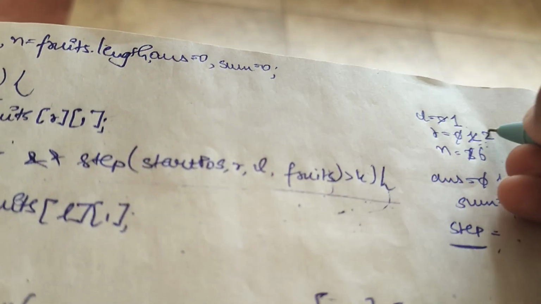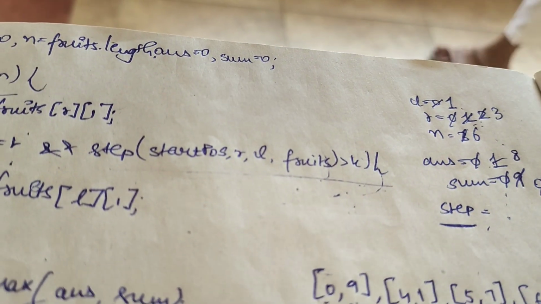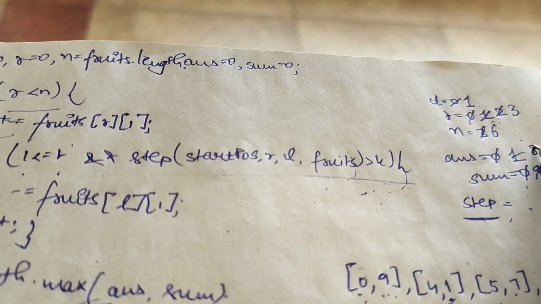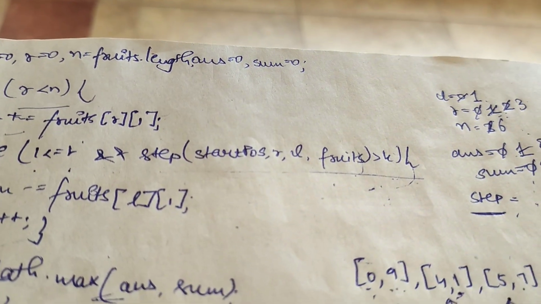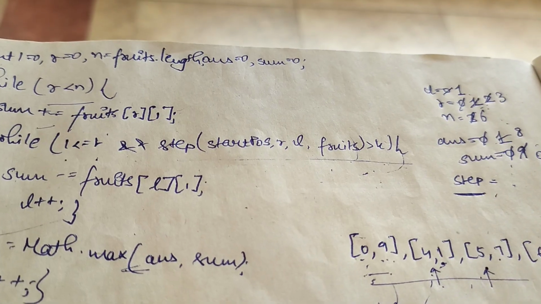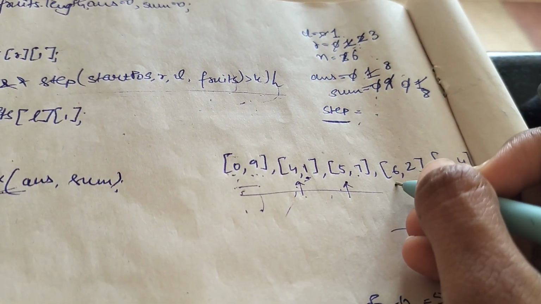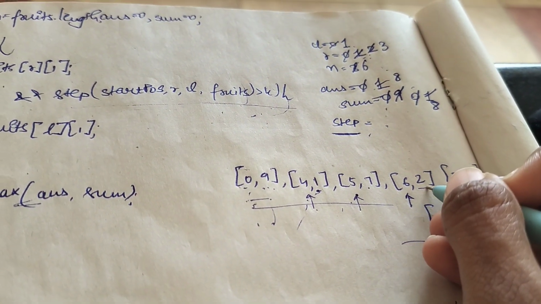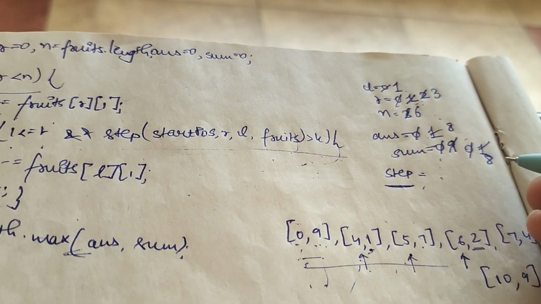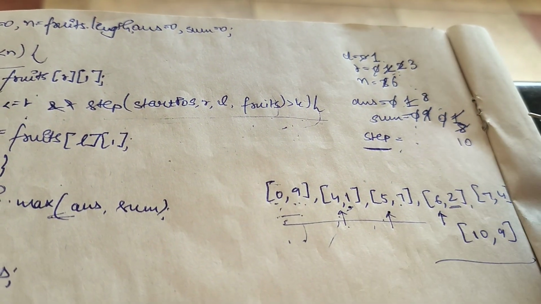And then again right is updated to 3. Then again r is smaller than n. We are going to repeat the same function. Sum plus equal to fruits r of i. This one I'll take this time. So I'm going to add 2. 8 plus 2, 10. Okay.